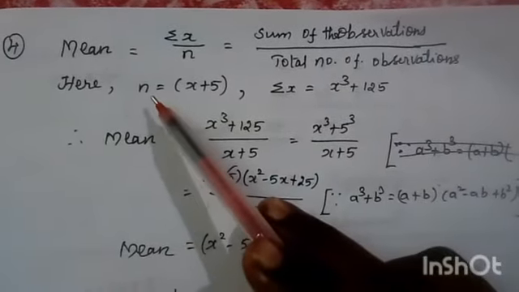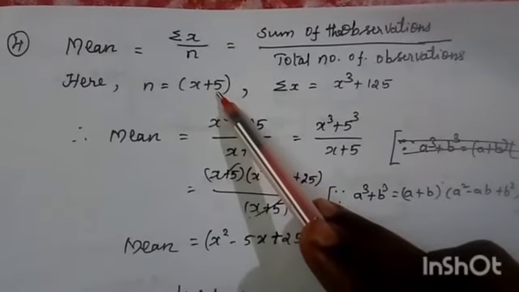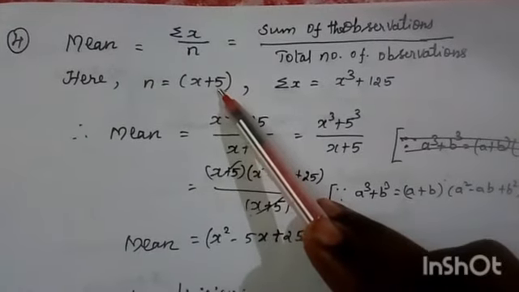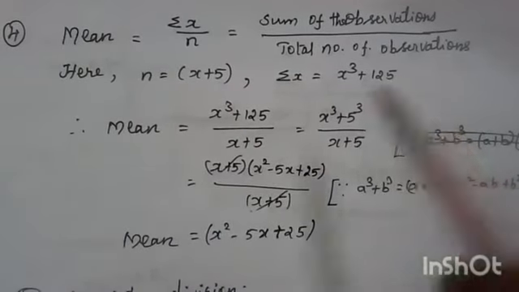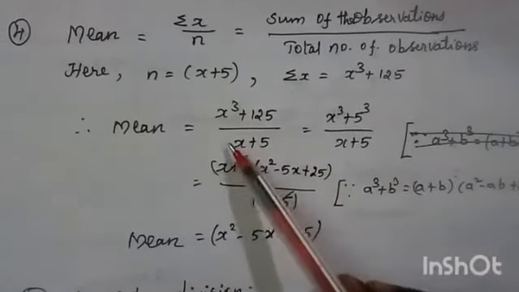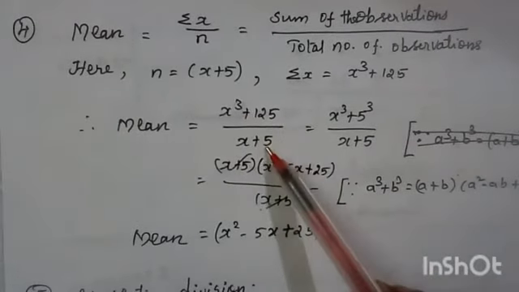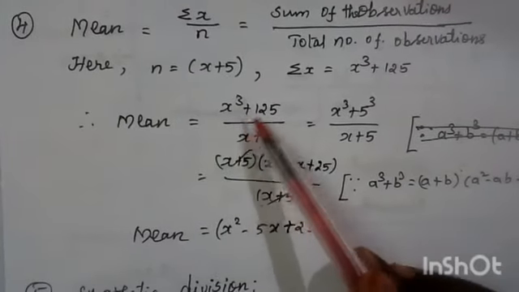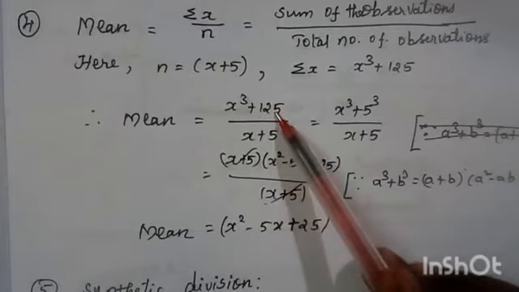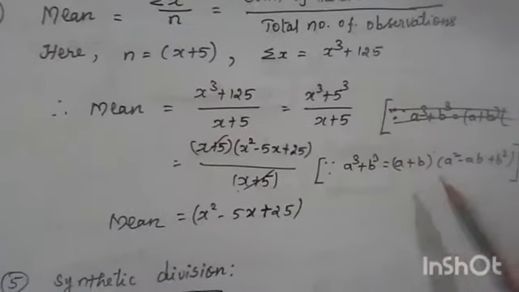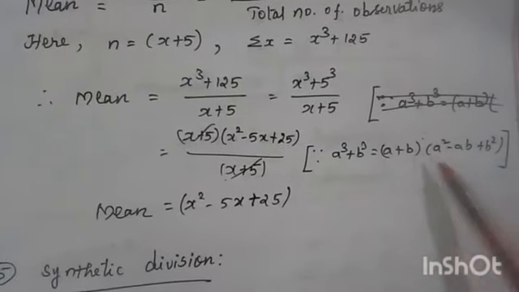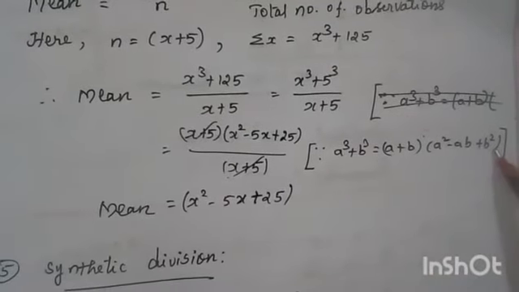Here in the given question n, the total number of observations, is x plus 5. Sigma x is equal to x cube plus 125. You have to substitute the values in the formula, that is x cube plus 125 by x plus 5. x cube plus 125, the 125 is written as 5 cube. It is in the form a cube plus b cube. The a cube plus b cube formula is a plus b into a square minus ab plus b square.